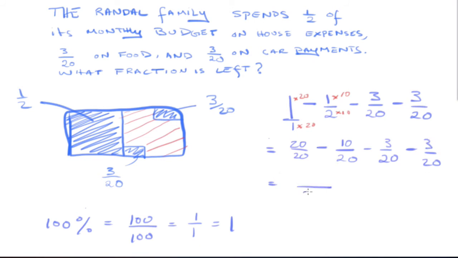So how many 20s are left? Well, 20 minus 10 is 10. 10 minus 3, that's 7. 7 minus 3, that's 4 20s. Can I reduce this? Yes, I can. I could divide the top by 4. I could divide the bottom by 4, which gives me 1 over 5. So what fraction of the budget is left over? 1/5 of the budget is left over.